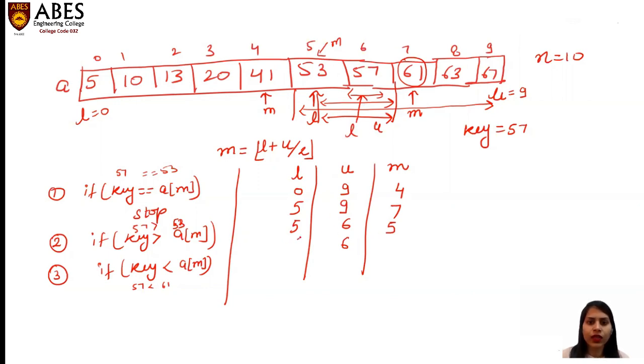So lower value is m plus 1, that is 6. Again, we will find the middle element, 6 plus 6 by 2, that is 6. Now the middle value is 6, and the middle element is 57.